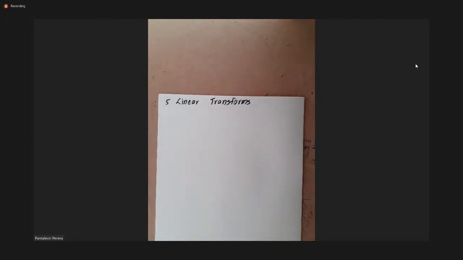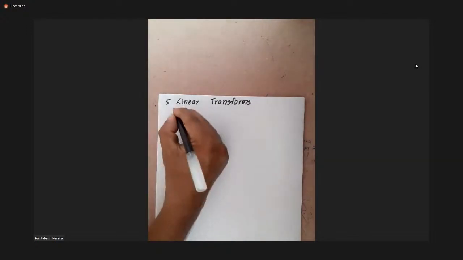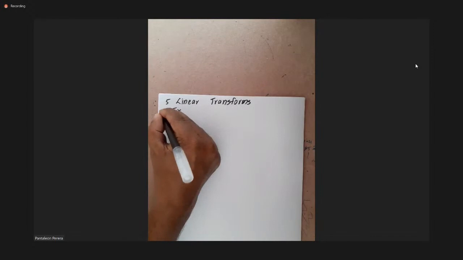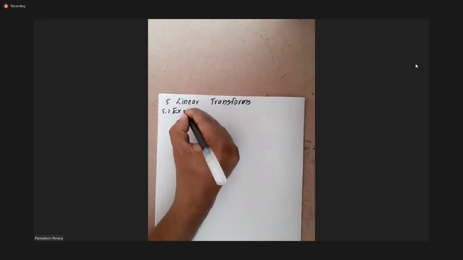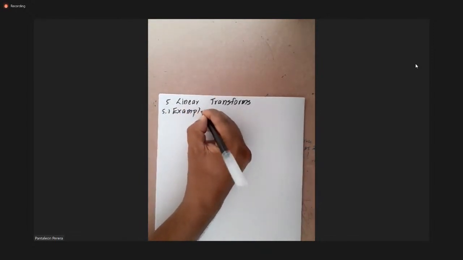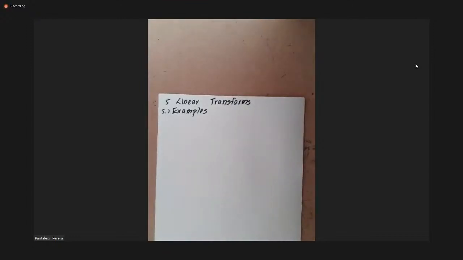In engineering, if you go through engineering applications, you can always find linear transforms. There are some nonlinear transforms as well, but mostly you deal with linear transforms. First, let's take the linear transformations that we are familiar with. Examples. Just for the motivation, let's consider some linear transforms that we are familiar with.